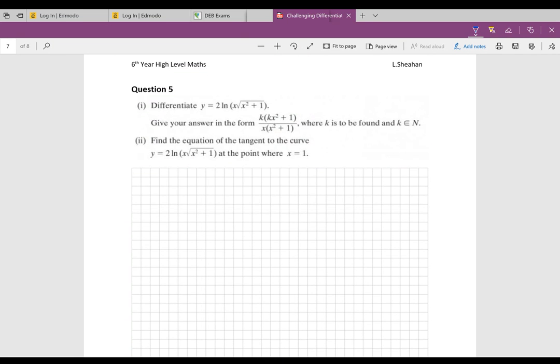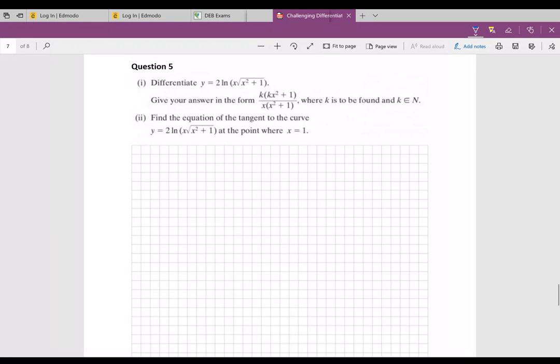Okay, moving into question 5. The first one asks you to differentiate y is equal to 2 ln x root x squared plus 1. So in here is a product. Okay, so again, you could use the product rule here.